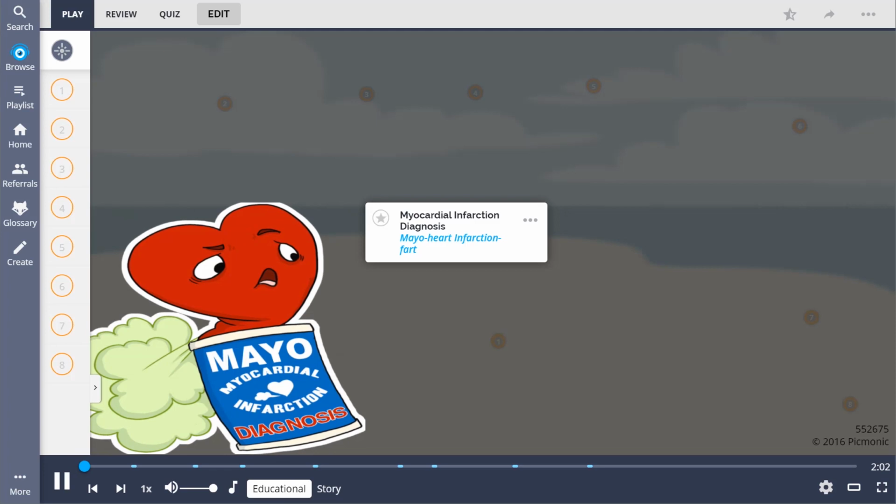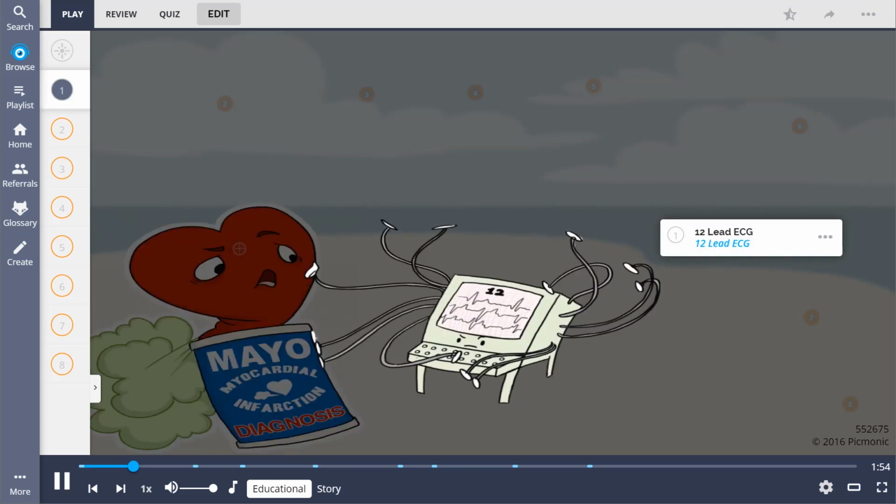Recall myocardial infarction diagnosis by the Mayo Heart Infarction FART reviewing the list of what it takes to compete in the local surfing competition. One of the first ways an MI is diagnosed is by obtaining a 12-lead ECG, shown by the ECG machine assessing the Mayo Heart with his 12 arms.